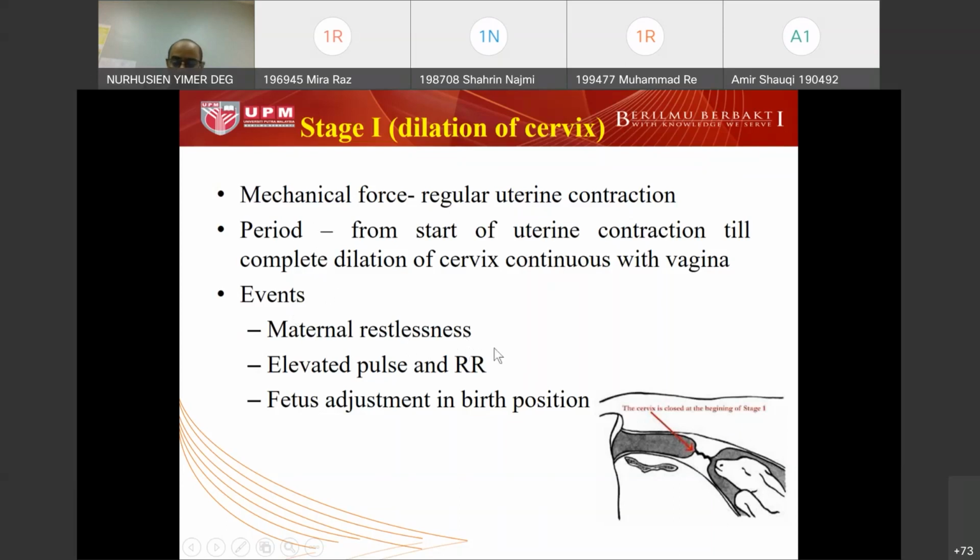So what other events do we have during this time? During stage 1, what we see from the dam is restlessness. You'll see the cow having that behavior of sitting down and standing up. You'll also have an increase in pulse rate and respiratory rate, basically because of the pressure developing in the abdomen and the contractile activities. And we also have the adjustment of the fetus in the delivery posture, position, and presentation. We'll discuss these parameters later.